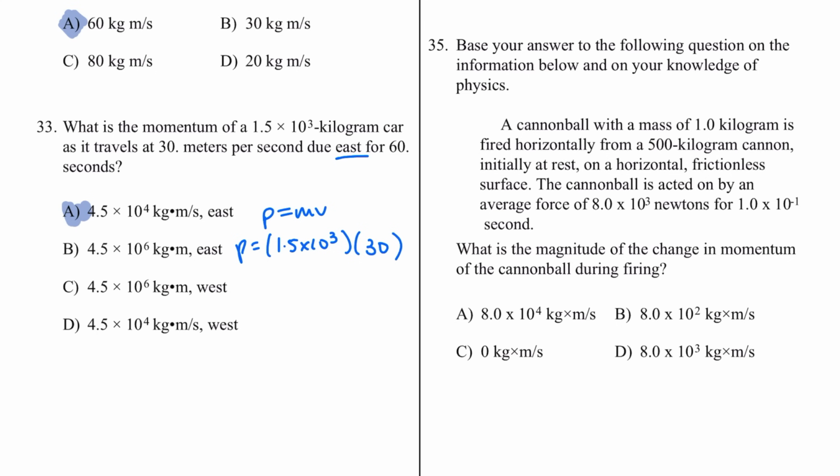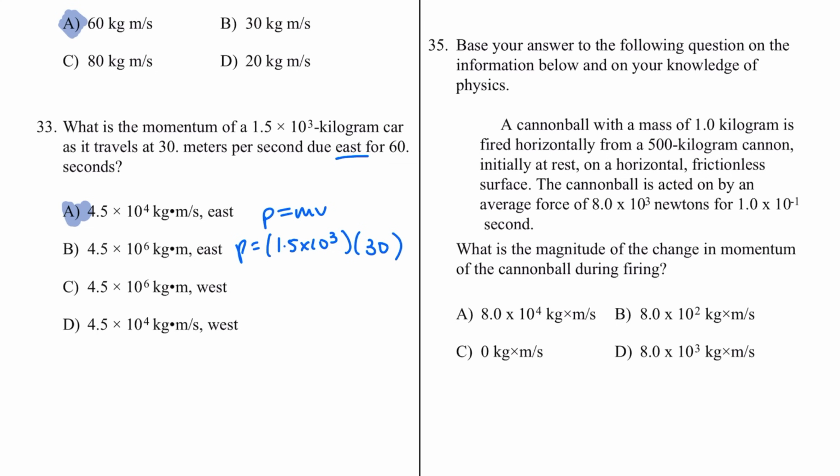35. A cannonball with a mass of 1 kilogram is fired horizontally from a 500 kilogram cannon, initially at rest on a horizontal frictionless surface. The cannonball is acted on by an average force of 8 times 10 to the third newtons for 1 times 10 to the negative 1 second. What is the magnitude of the change in momentum of the cannonball during firing?